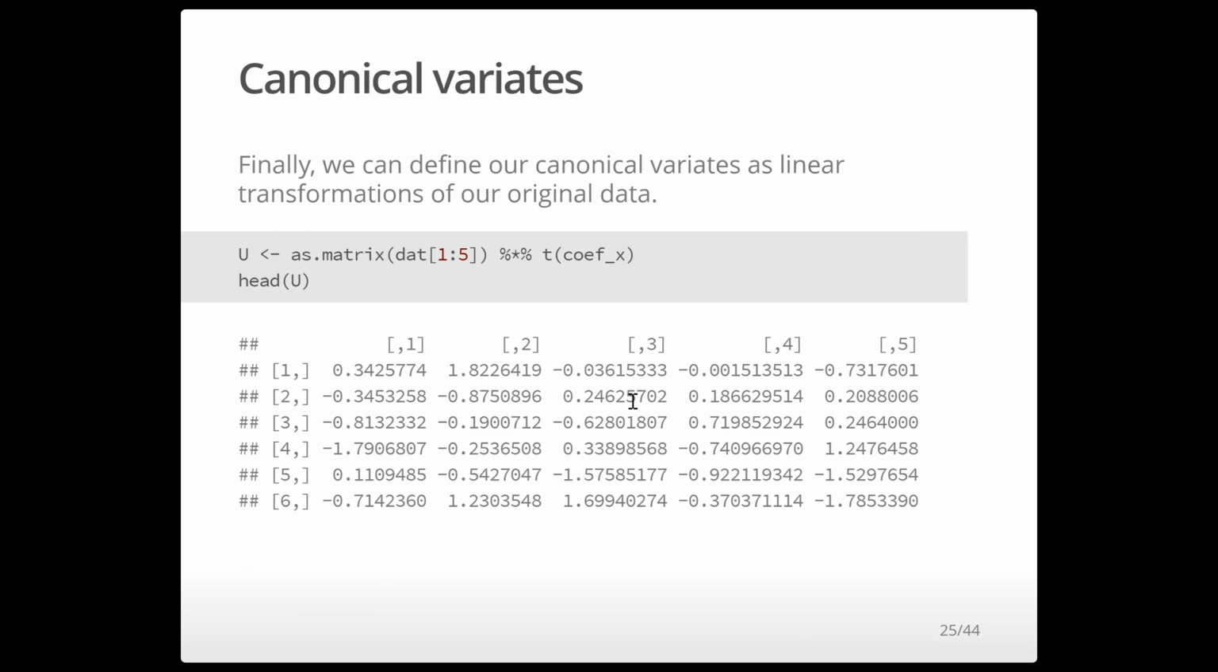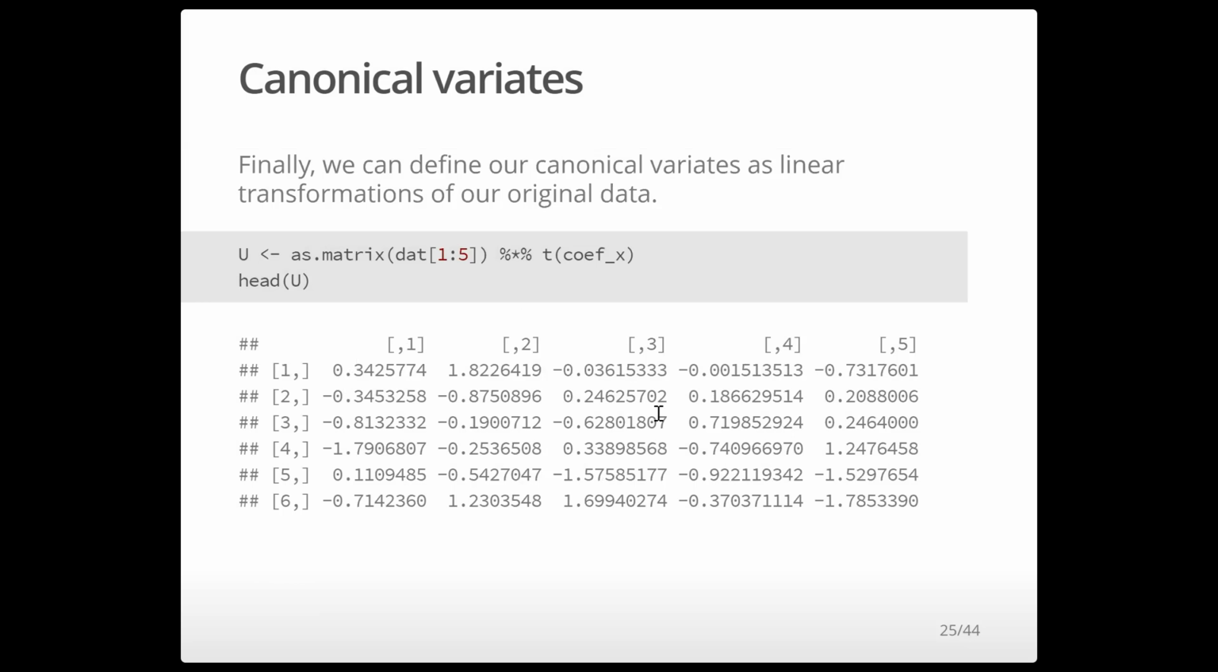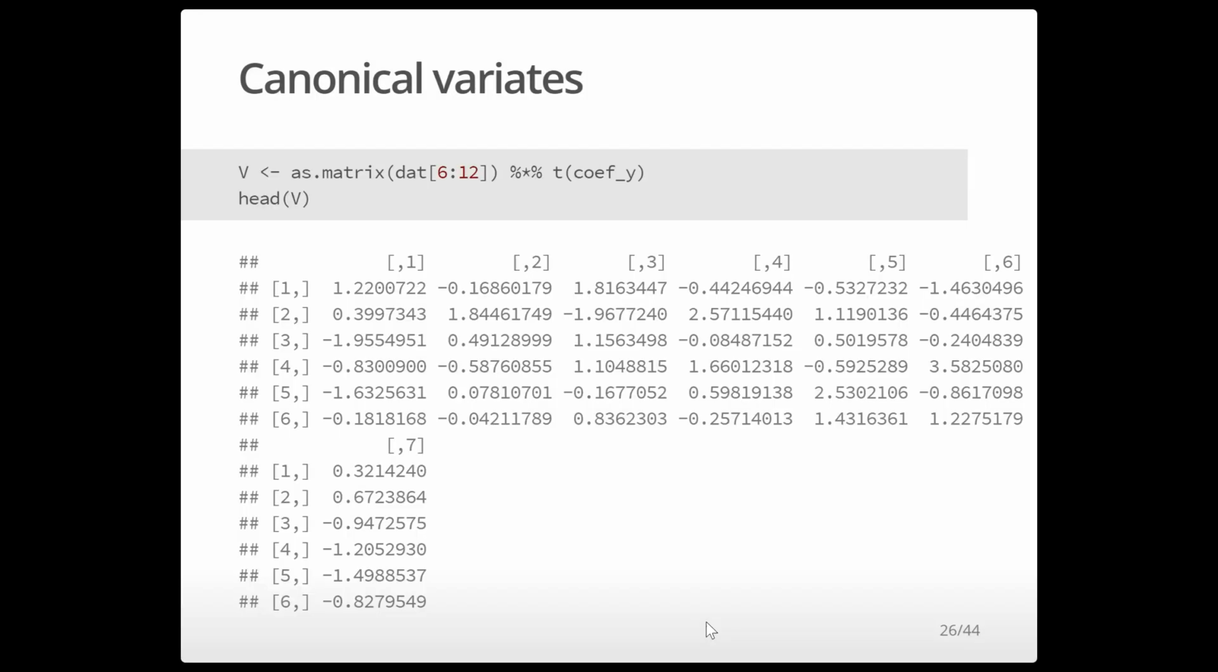So we have 5 canonical variates here, and then we could of course do the same thing for y, although we ignore the last 2. We're only interested in the first 5. The last 2 can't be correlated with the x variables because there are only 5 variates for x, while there are 7 for y. So you can only correlate the first 5.